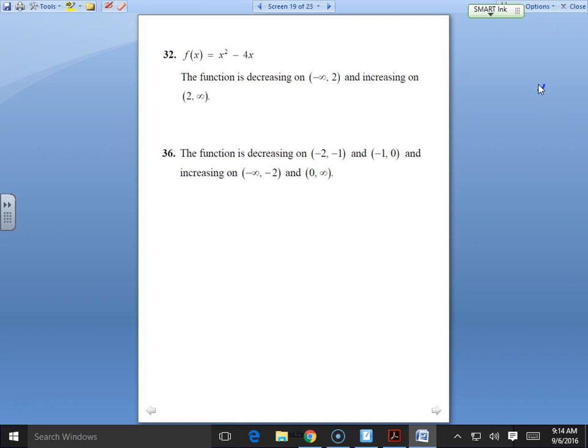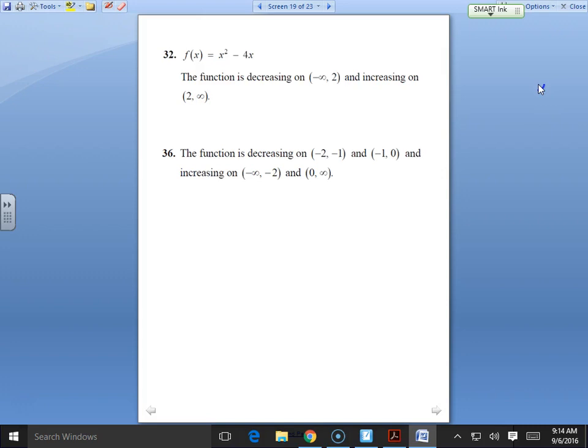No, you weren't listening. For me, always keep the increasing, decreasing, constant intervals open. Always, always, always. Points are just separators, just keep them open. Okay, so the function is decreasing negative infinity to 2, increasing 2 to infinity. If you put little x's with little e's, that's even better.